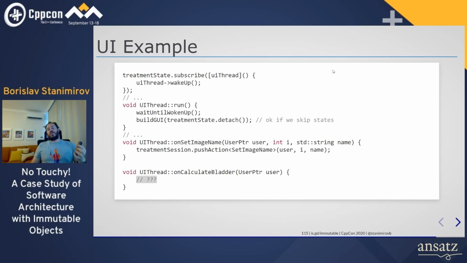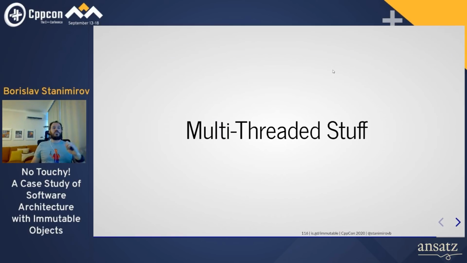We could synchronously call the bladder calculation function here, but that's not what we want to do. We have fancy workers that we want to use here, right? We want to start bladder calculation. And that's when we get into the really multi-threaded stuff.